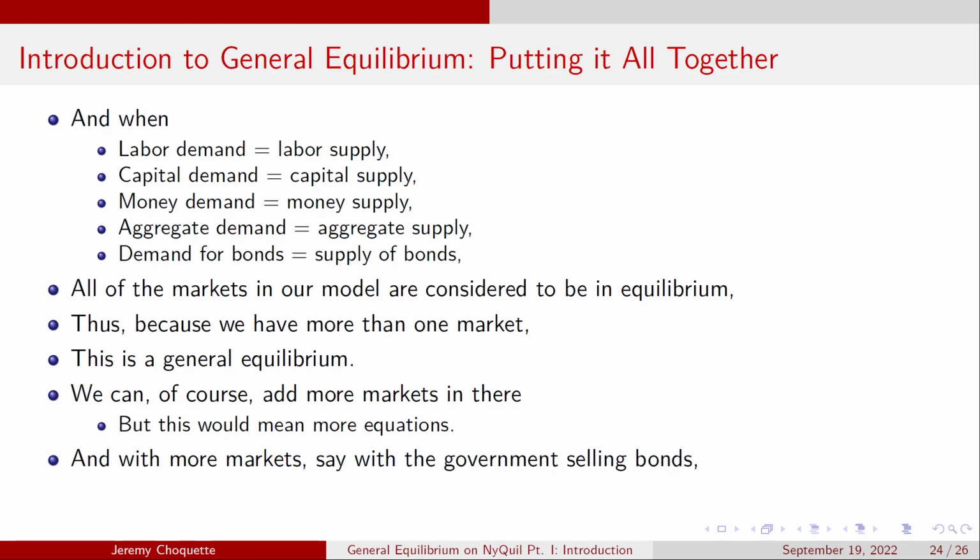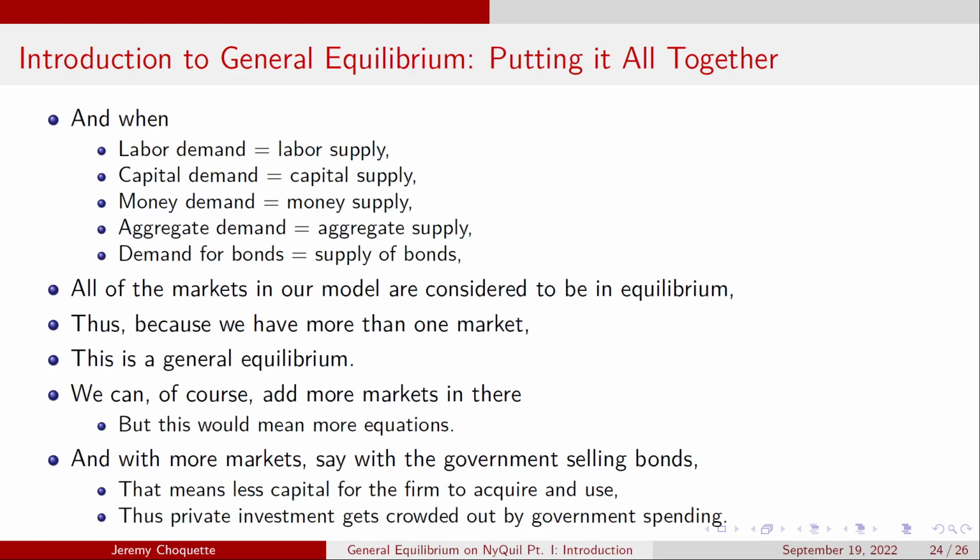So kind of like, there's an app for that, there's an app for this. Well, there's an equation for that, there's a market for that. And with more markets, say the government selling bonds, what happens? Well, if the government begins selling bonds in the market, then in terms of savings, households are still going to save. It's just that those savings are now split up between capital and government bonds. So it's less capital for the firm to acquire and use.